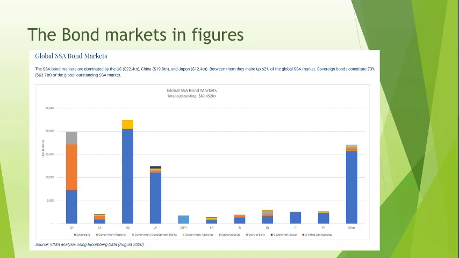So let's look at the size of the charts first of all. You can see that the US has the most government bonds issued in the world. Then China, interestingly, not far behind at all.